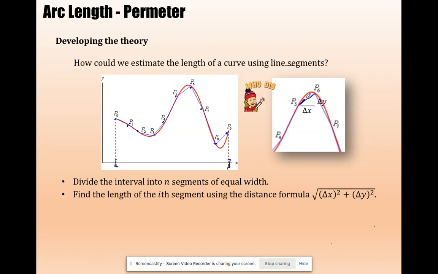The length of this hypotenuse, which I can make out of every single one of these line segments, I can find by doing delta x squared plus delta y squared, taking the square root, and I get the length of the hypotenuse. Thanks, Pythagoras. Then I can add those all up.